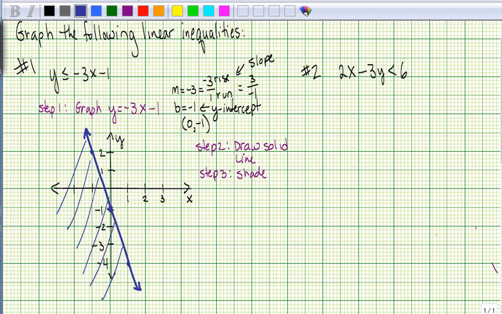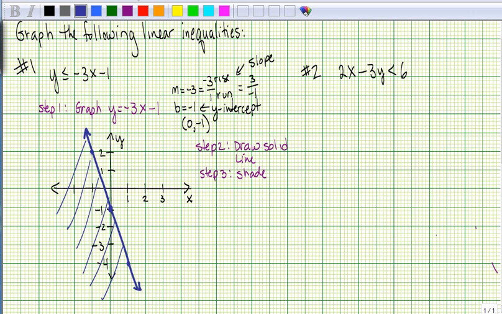So for instance, if you plug in 1, you get negative 4. That's a solution because negative 4 is equal to negative 4. Or things that are below, like (1, negative 5), which is right down here. If I plug in 1, that would be negative 5 as the y, which is smaller than or equal to negative 4. That would make sense. So we're looking for all the y's that are smaller than that line.